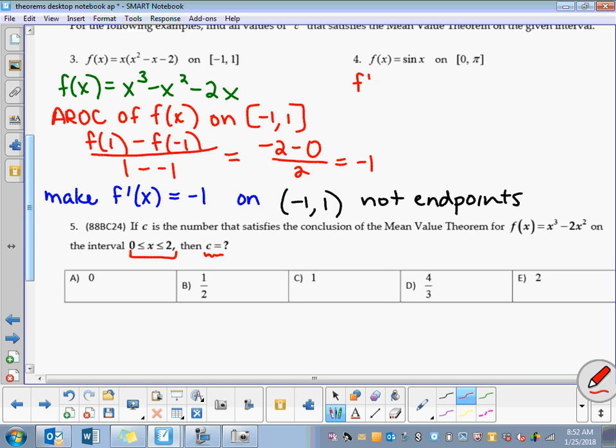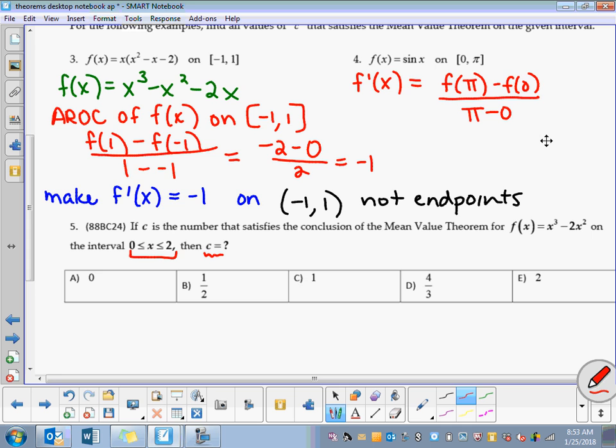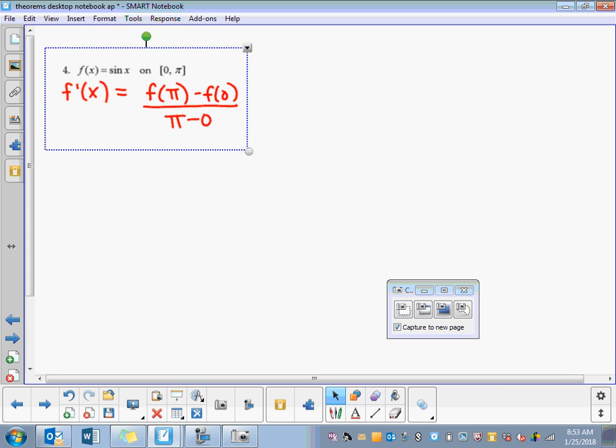We're going to look at the derivative equaling the average rate of change. Okay, so I'm going to continue. I'm going to do those two. Like I said, this would be a good place for you to stop and try this yourself and then check. Okay. All right.